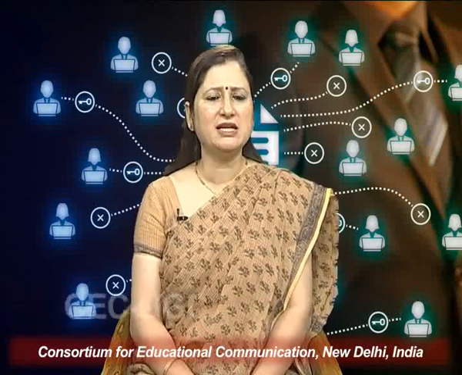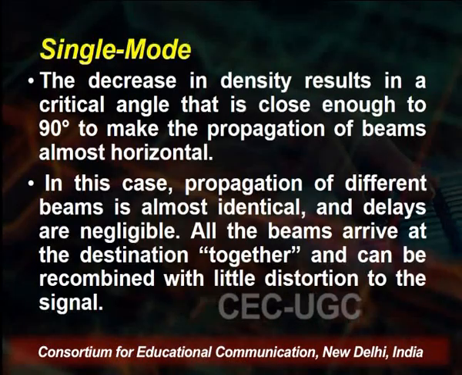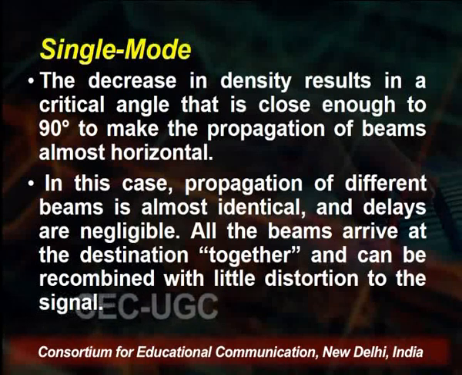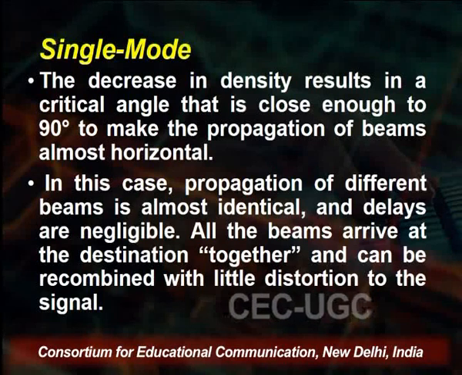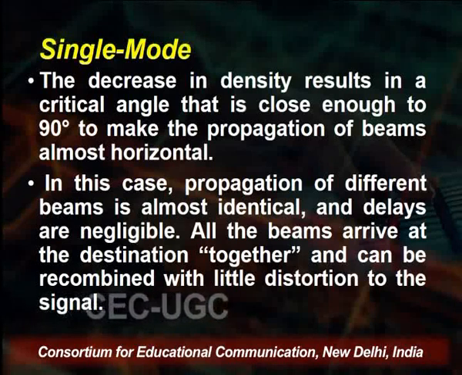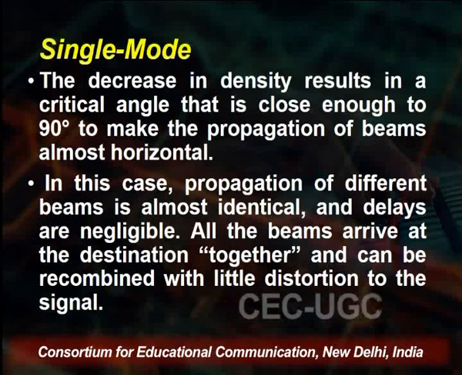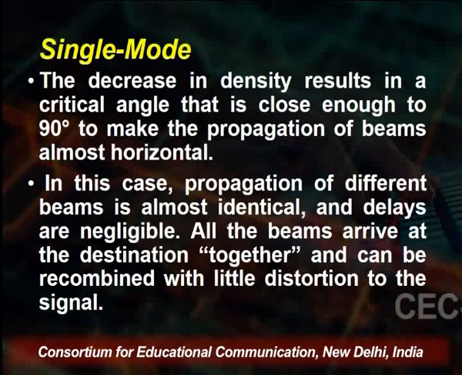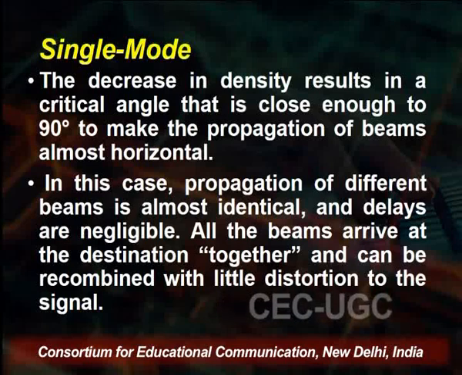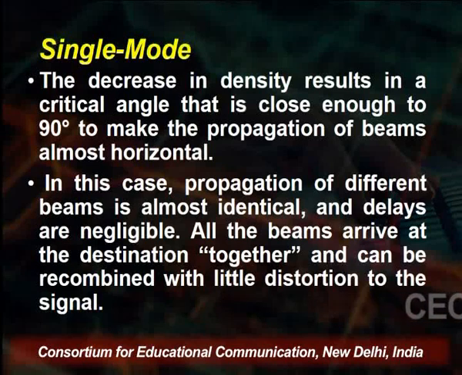So the decrease in density results in a critical angle which is close enough to 90 degrees to make the propagation of beams almost horizontal. So in this case the propagation of different beams is almost identical, and therefore there are negligible delays. Negligible delays means that all the beams which are moving through the core will arrive at the destination at the same point, and therefore they can be easily recombined with little distortion to the signal. The signal will be distortion free as compared to the other signals.